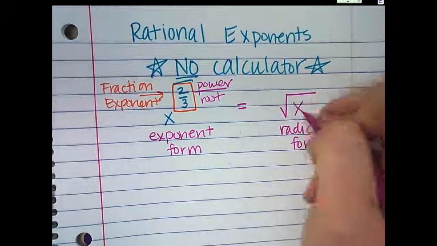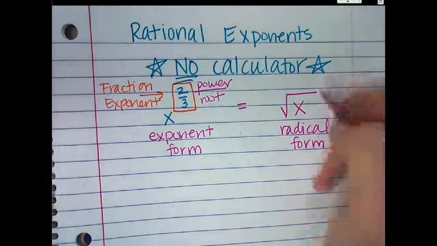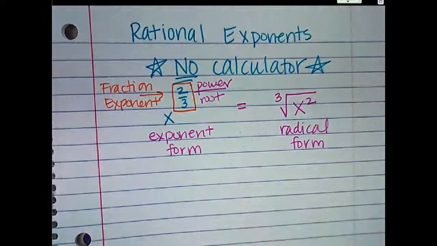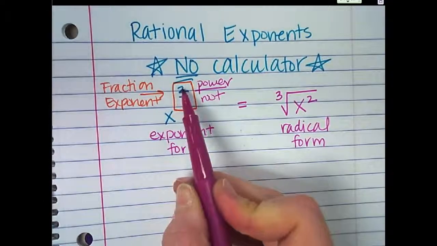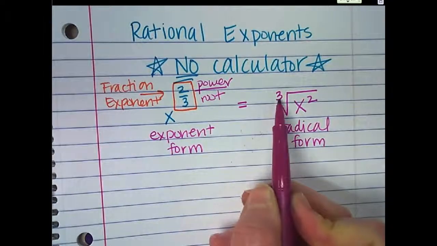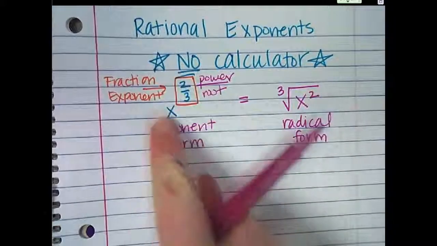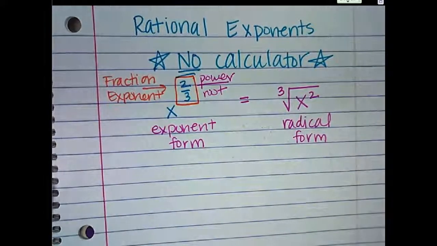X is the big part. Here's my power, 2, and here's my root, 3. Power divided by root. The top number goes inside, the bottom number stays outside. So this is what you're going to be doing a lot today, going from this to this, and then we'll simplify it.